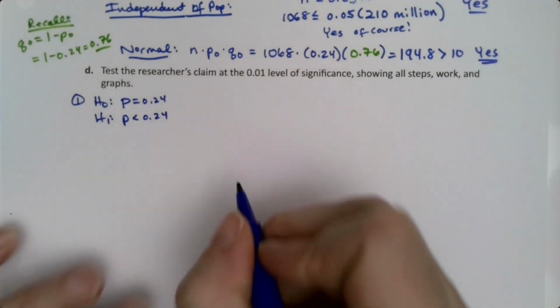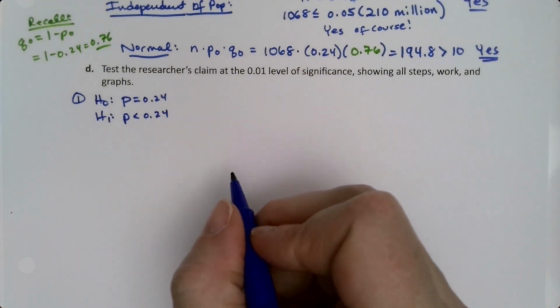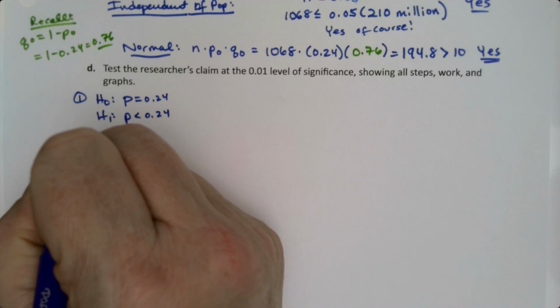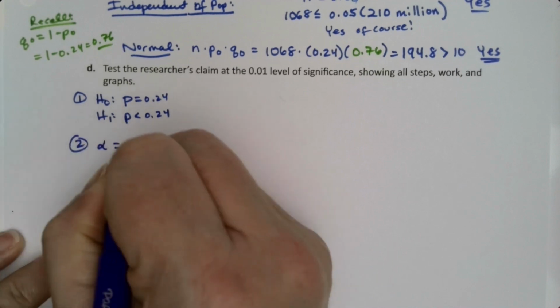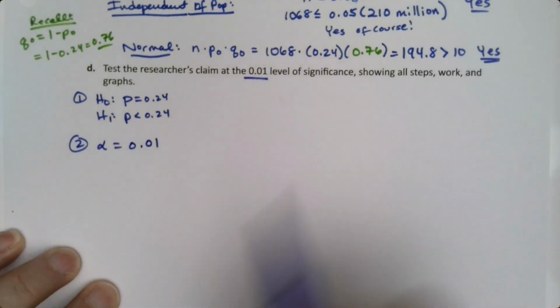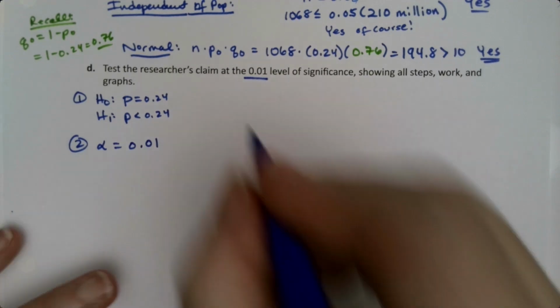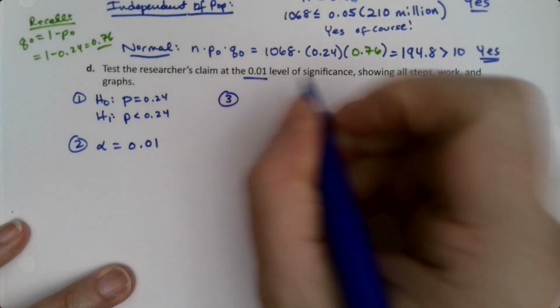Fine. Let's think here. I think I'll put step 2 right here. Alpha is 0.01. It's right there. I mean, it's given. So alpha is easy. You just have to look for it because it's always in the problem somewhere.